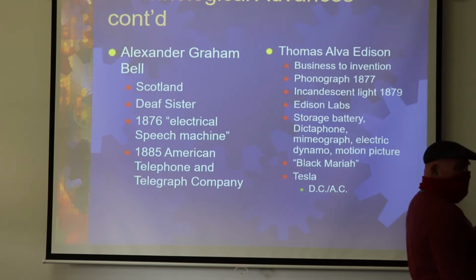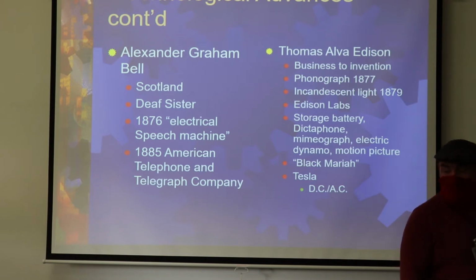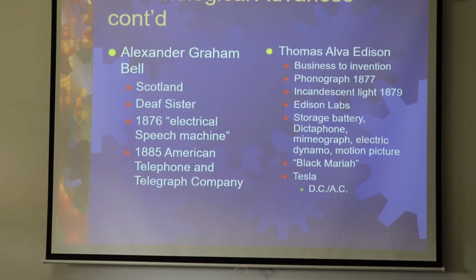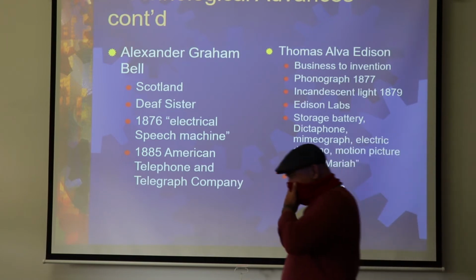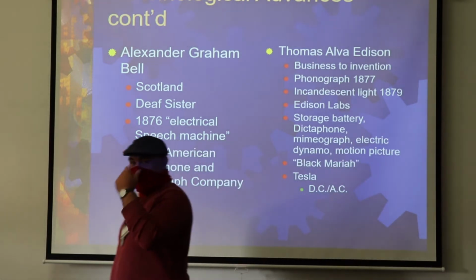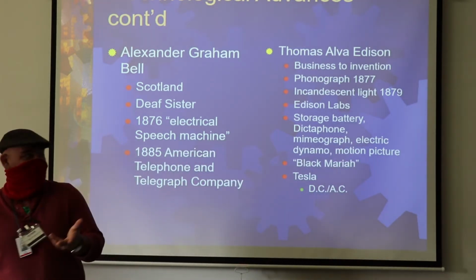By 1885, they won the patent battle, and they formed American Telephone and Telegraph. Within 4 years, by 1889, they're a huge company with 49 subsidiaries themselves, also operating long-distance lines. Then you have Thomas Alva Edison, who was kind of like Bill Gates. He brought business to invention.